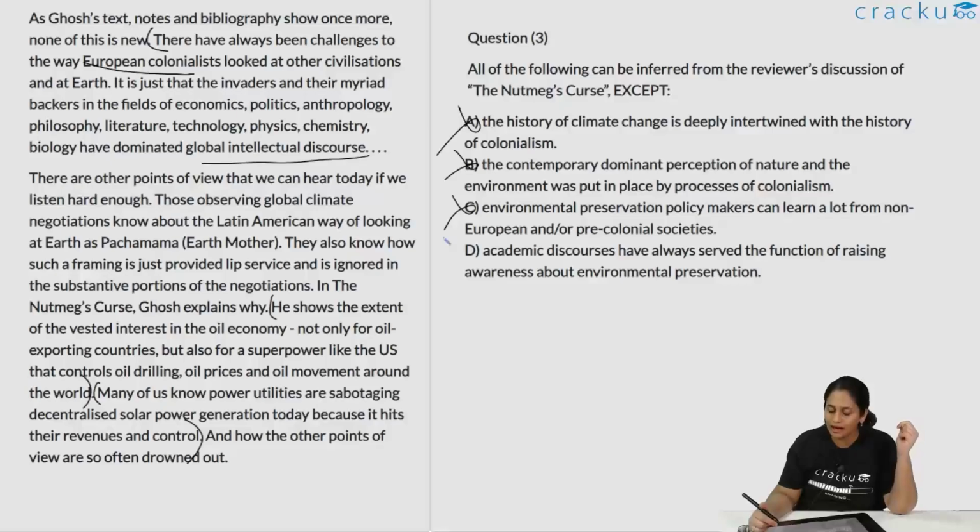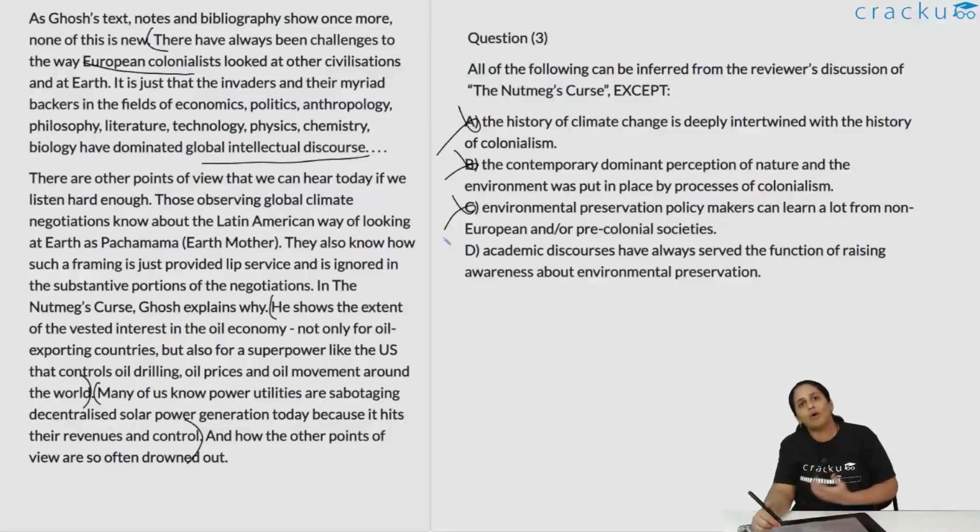Academic discourses have always served the function of raising awareness about environmental preservation. Now, academic discourses and what purpose they serve has not been discussed at all. So this cannot be inferred. What the academic sources have actually said, we cannot infer from any part of the passage. Some might have actually raised awareness about environmental preservation. Some might have actually helped environmental degradation. So we do not know what academic discourses did, because that is not part of the passage.